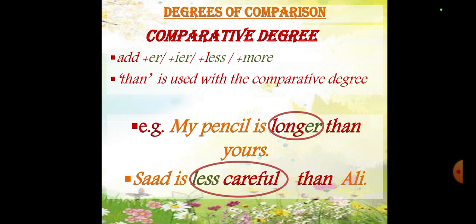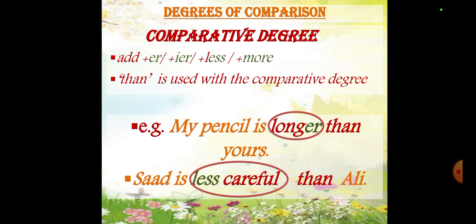from our elders. Then I have an example: my pencil is longer than yours. This indicates that my pencil is bigger, that means longer than yours. Here two people are being discussed, me and someone else, so my pencil is longer than yours. We're talking about two people, that is a comparative degree.